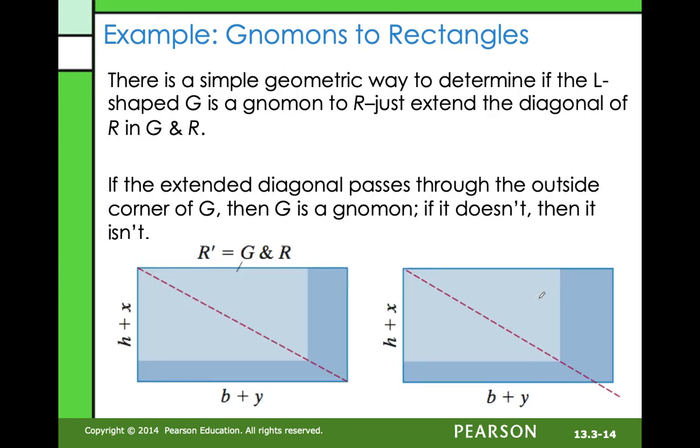So a simple geometric way to determine if an L-shaped G is a gnomon to R is to just extend the diagonal of R and G and R. If you extend the diagonal so that it passes through the outside corner of G, then G is a gnomon. If it doesn't, then it isn't. In the example on the left side here, all they did was take this diagonal that originally only went this far, extend it, and it still went through the corner. But in this next figure, when they extended that same diagonal, it now misses the point that it's supposed to go through. In other words, over here we have a gnomon, and here we have one that is not considered a gnomon.